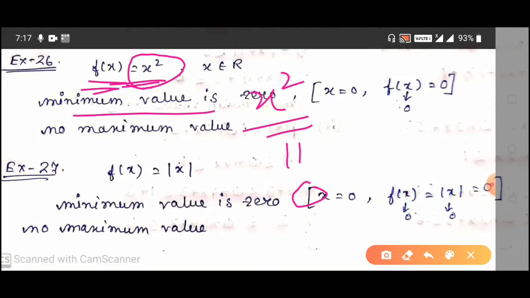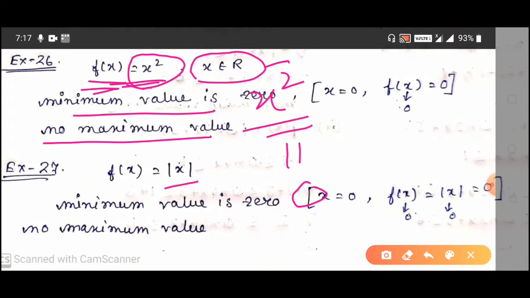So the minimum value is 0, and the maximum value we cannot find because x belongs to R. With the increasing value of x, the value of f(x) will also increase. So no maximum value. The next one is example 27.